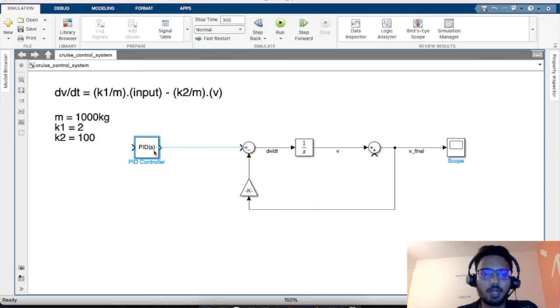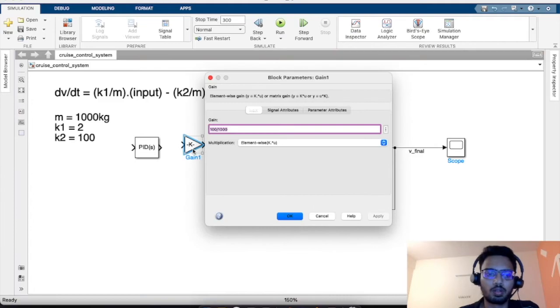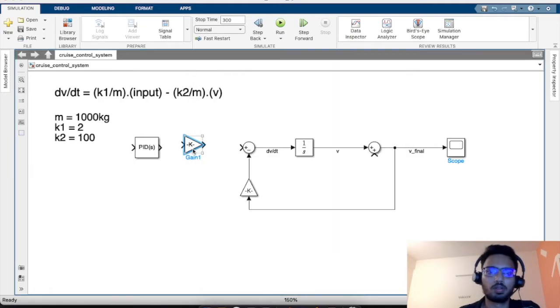Now the output of this PID block is the input that is written here, and this should be multiplied by K1 by M. So we need another gain block here, and the gain value will be K1 by M, which is 2 by 1000. Connect this. So this particular signal is K1 by M times the input.